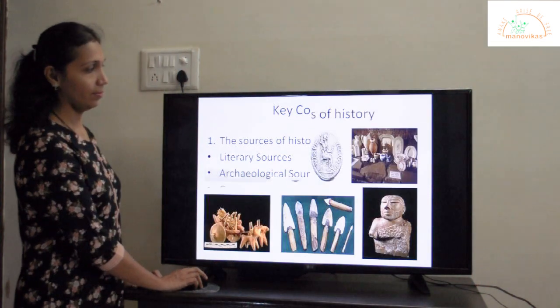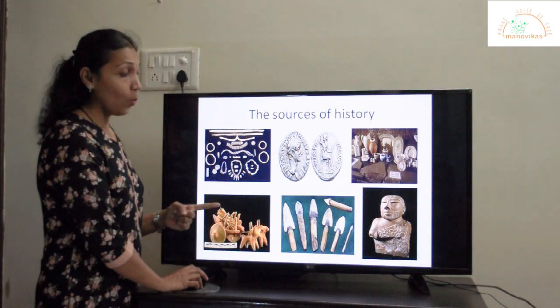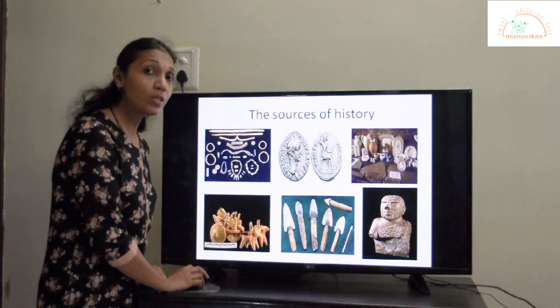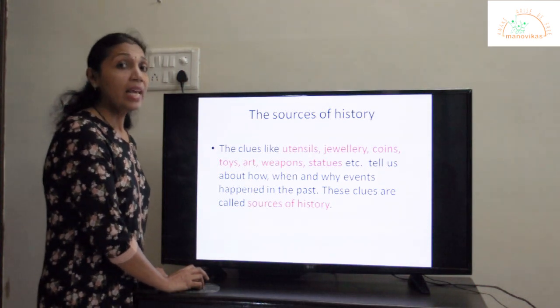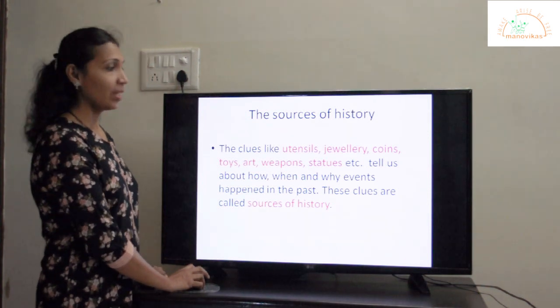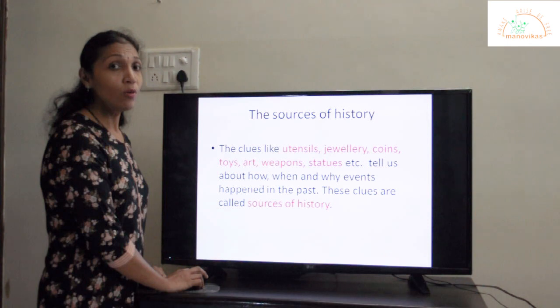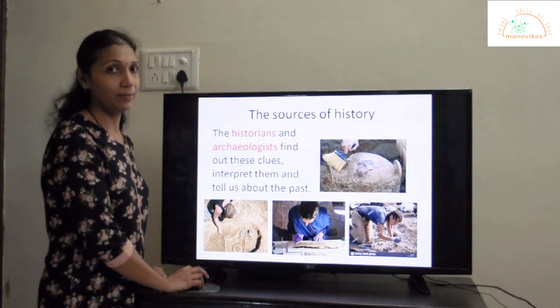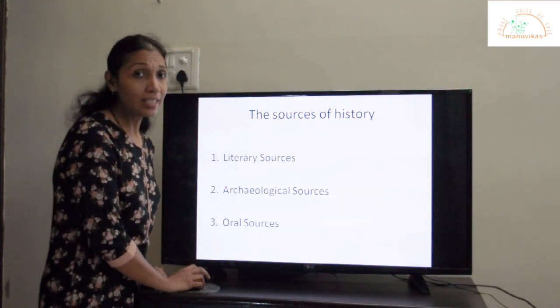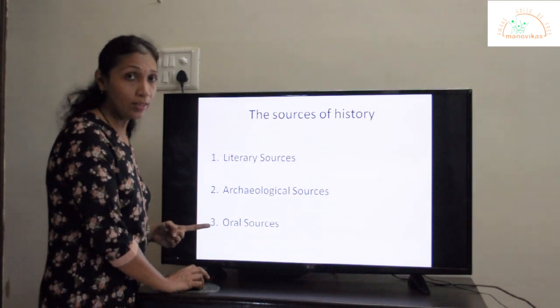Now let us learn the sources of history. Clues like jewelry, coins, utensils, toys, weapons and statues are the sources of history. They tell us how, when and why events happened in the past. Historians and archaeologists find out these clues, interpret them and tell us about the past. The sources of history are of three kinds: literary sources, archaeological sources and oral sources.